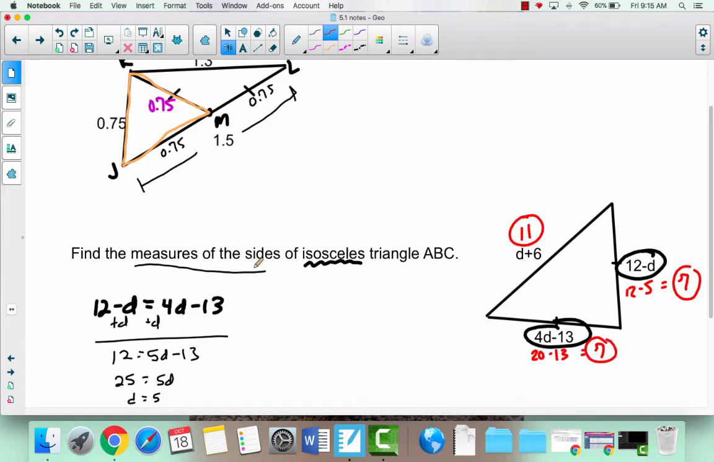And notice it said it was isosceles, so we have two equal sides, and that's perfect. If it ever said it was isosceles and you get three different measures, or if you get negative measures for your side lengths, then that's a big red flag that maybe you've calculated something wrong or that your equation needs to be adjusted.